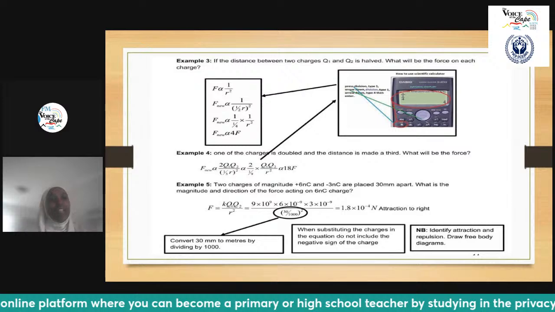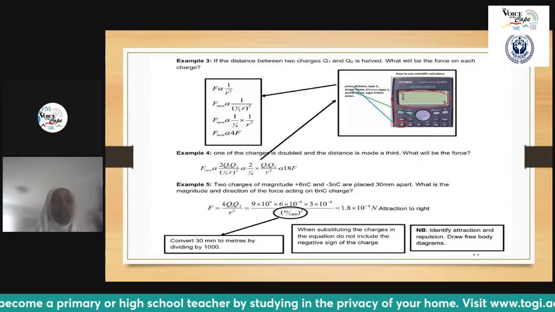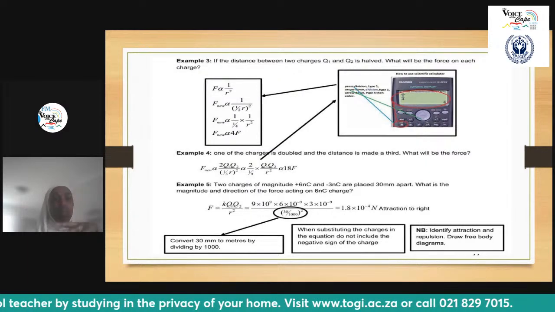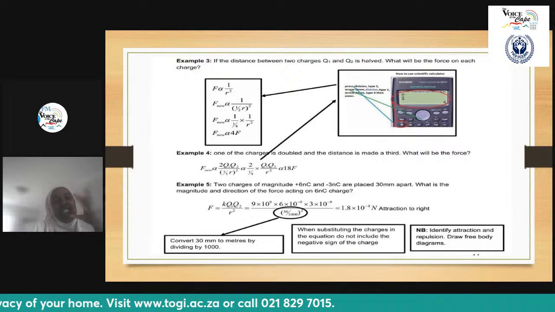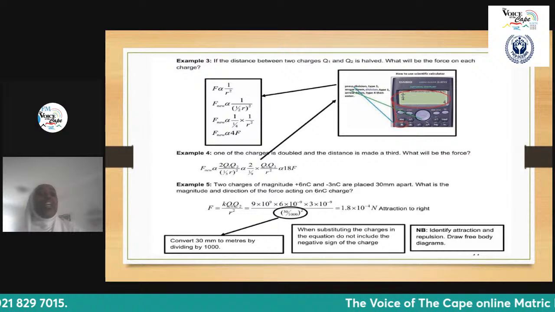Example 3. Now we dealt with the directly proportional part. We dealt with the part where force is directly proportional to the coulombs, the charge. Now we're going to deal with inversely proportional. What's the relationship between force and the distance, because they are inversely proportional now. So look at example 3.